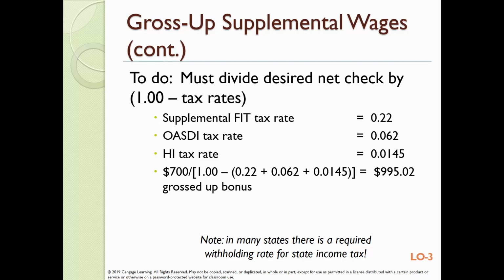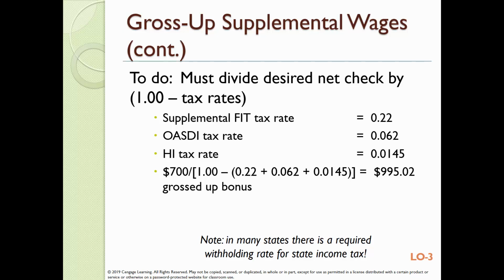What percentage is OASDI? 6.2. What percentage is HI? 1.45. What percentage is FIT withholding on a supplemental wage? 22%. So if I add up those three numbers, that's the amount of taxes that's going to come out before I get to my net paycheck, right? If I divide the net paycheck by 100% minus those percentages, I will get the gross.